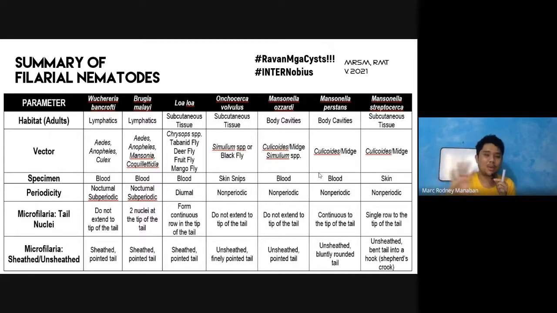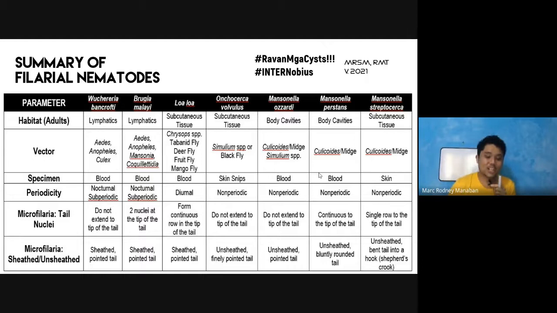My longest voice ni mga Loa-Loa. Alright. Onchocerca volvulus, no nuclei at the tip of the tail. Mansonella ozzardi, parehas pod. Mansonella perstans, continuous imo ang first dance, di ba? Continuous ang nuclei at to the tip of the tail, no? Mansonella perstans, and Streptocerca, shepherd's crook appearance. And again, kisa doon mga sheathed, WBL: Wuchereria, Brugia, and Loa-Loa.